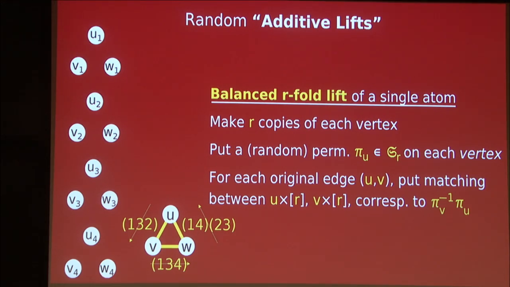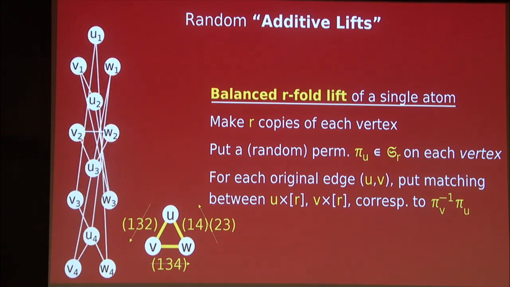OK, so you pick these balanced permutations for the edges in this way. And then you do the normal lifting thing, which is to say you put a perfect matching between the U vertices and the V vertices according to this permutation, and similarly for every edge. Okay, so this is a disgusting picture. You can't really tell what's going on, but I think I did it correctly.